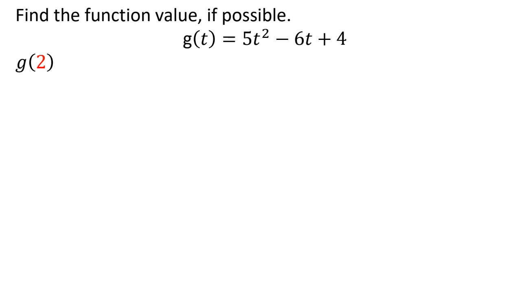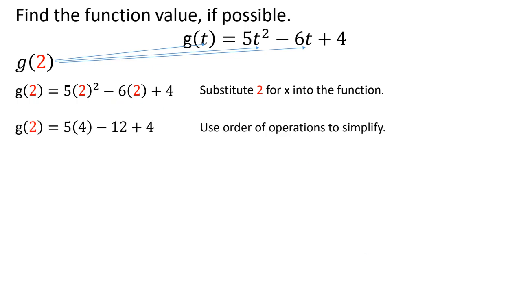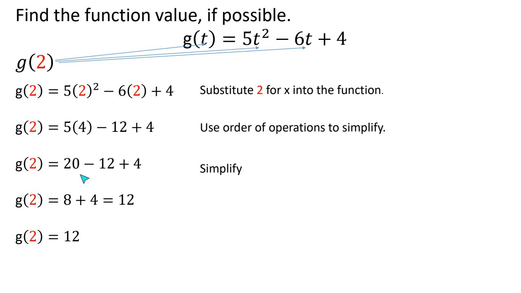And then we have one more here. g of 2 means that we're going to take the 2 and plug it in for all the t's here. Okay. So we get g of 2 is equal to 5 times 2 squared minus 6 times 2 plus 4. Simplify. 2 squared is 4, and negative 6 times 2 is negative 12. 5 times 4 is 20. Minus 12 plus 4. So we get 12. Okay, any questions on this one?